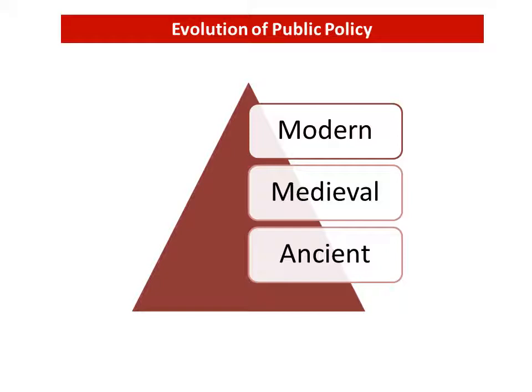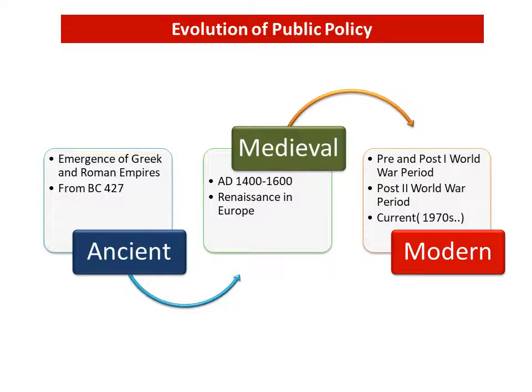For a clear understanding of the evolution of public policy, the stages of the evolution of public policy can be categorized in three parts. First one, ancient, second one, medieval, and third one, modern. Ancient period starts from the emergence of Greek and Roman empires. It's from 427 BC.